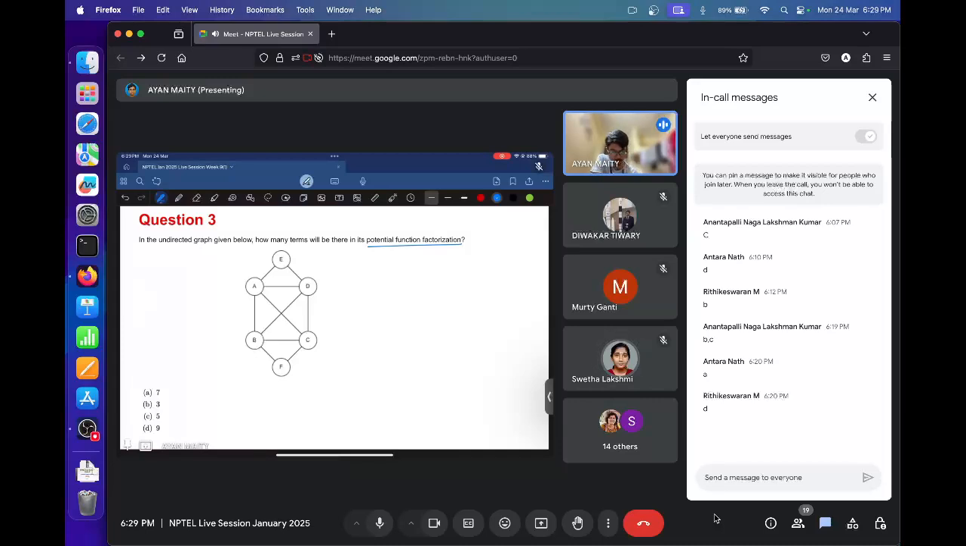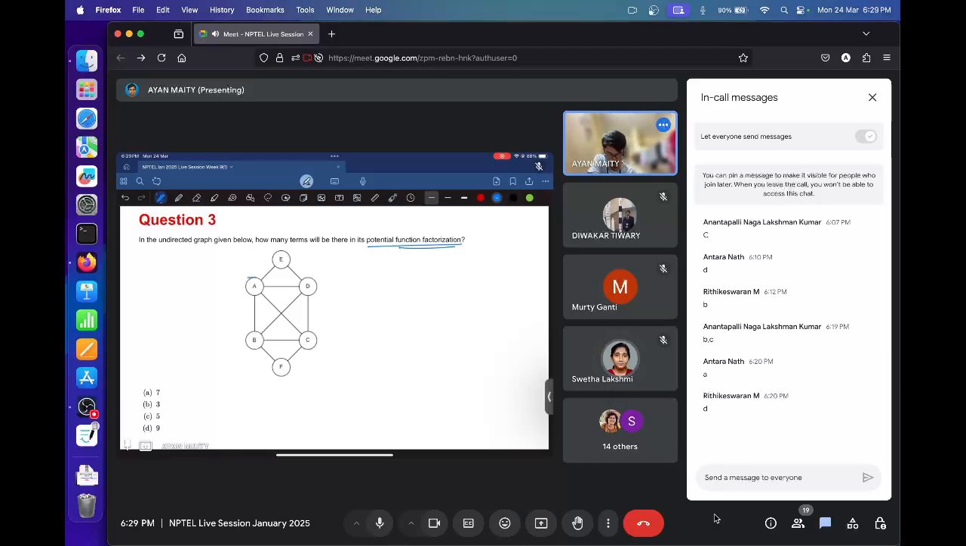So to find out potential function factorization for any given undirected graph, we have to find out the max cliques in the graph. A clique is basically a subgraph of a given graph in which all the elements are connected to each other in that subgraph, not in the whole graph.